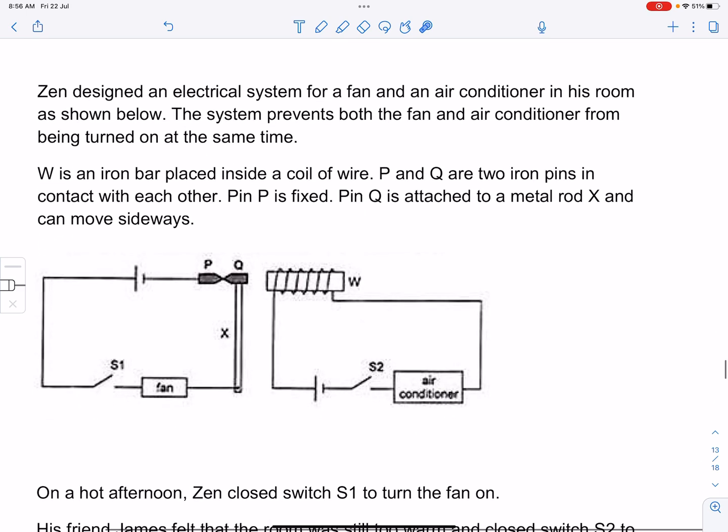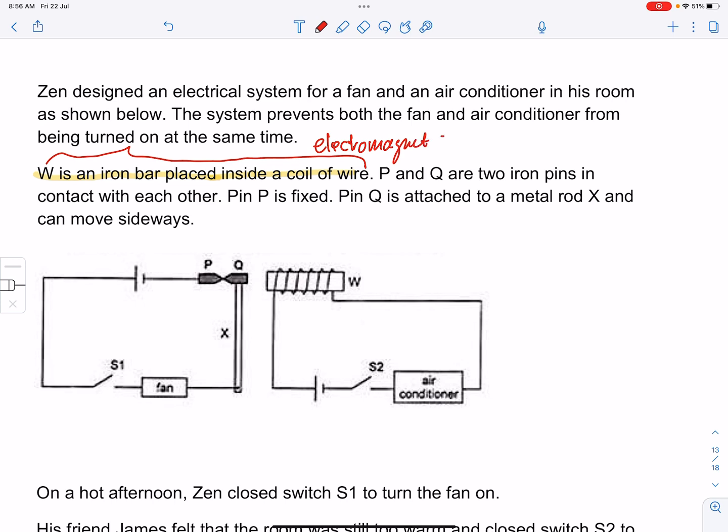Okay. Zen designed an electrical system for a fan and air conditioner in his room, as shown. The system prevents both fan and aircon from being turned on at the same time. So W is an iron bar placed inside of a coil wire. Straight away, without even thinking much, I already know what this is going to be. This draws on the concept of magnets. This is an electromagnet setup.